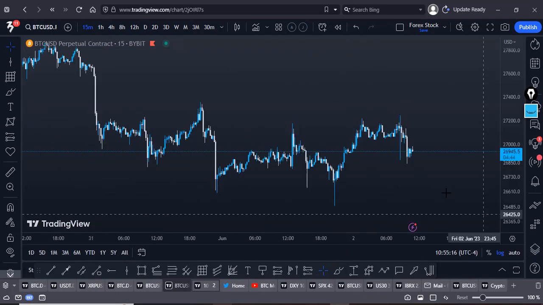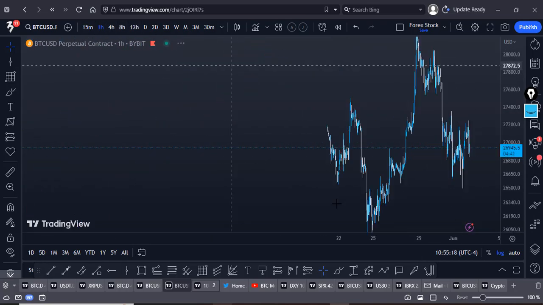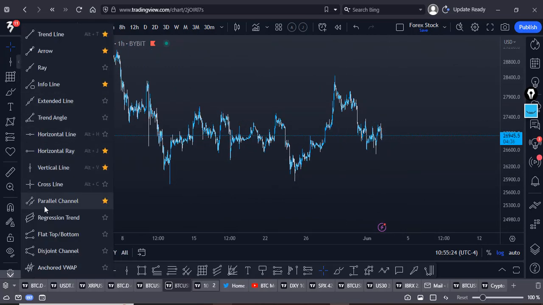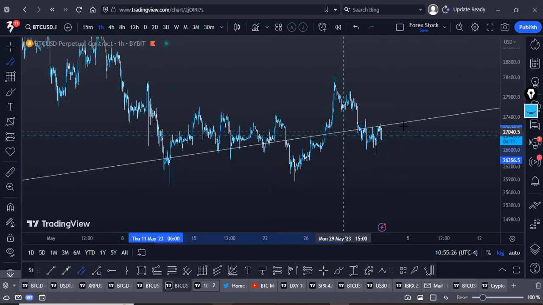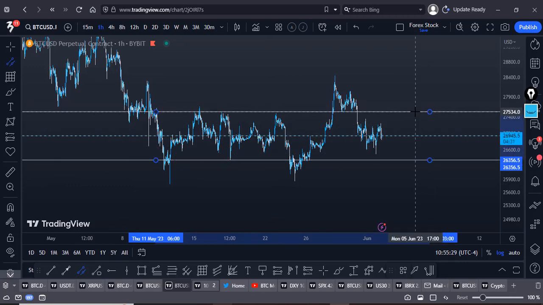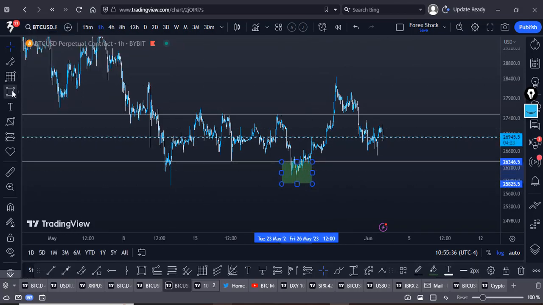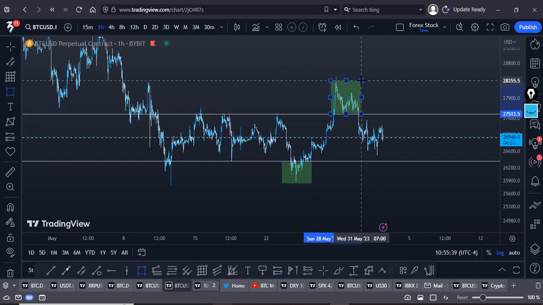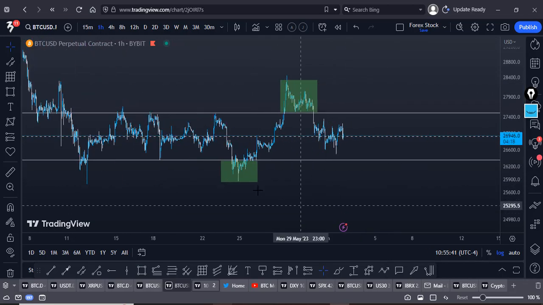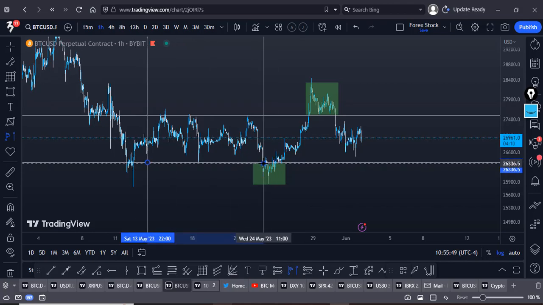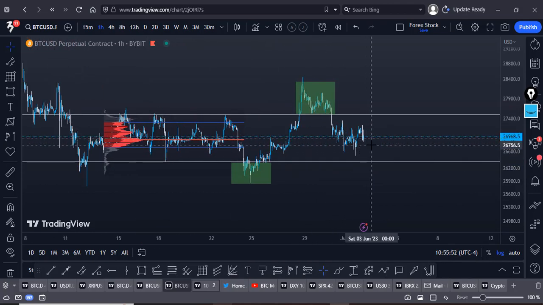And let's talk about the last scenario that I was talking about. You can see we have a range here. That is our range, and we deviated below this range and above this range as well. You can see this is the deviation of this range, failed breakouts you can say, and the price is still within the range.